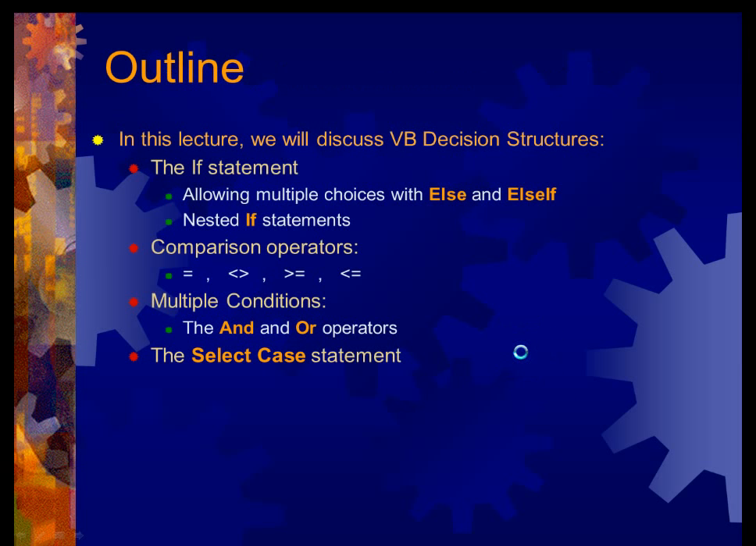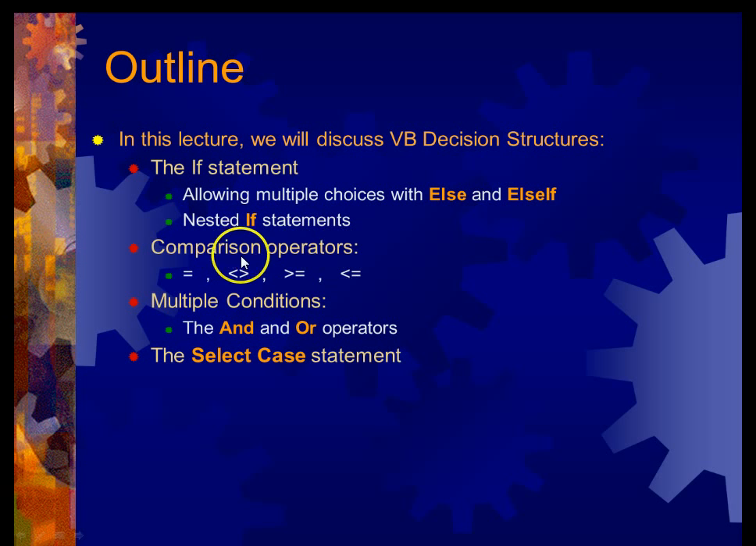Okay, let's look at the outline first. In this lecture, we will discuss Visual Basic decision structures. That just means decision statements or decision code, or how to implement decision code. The if statement allows multiple choices with else and also else if. I don't think we use else if today, but you also have else if. They're just another variation. And nested if statements. I just mentioned that.